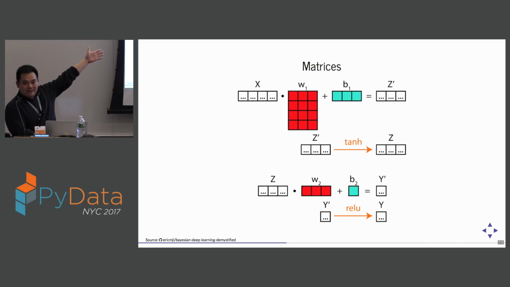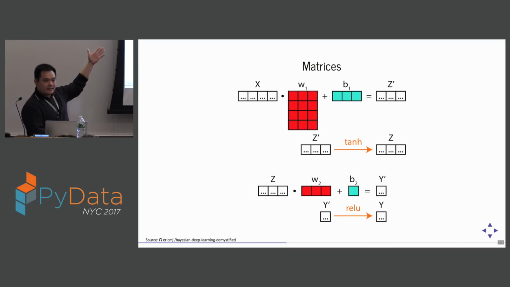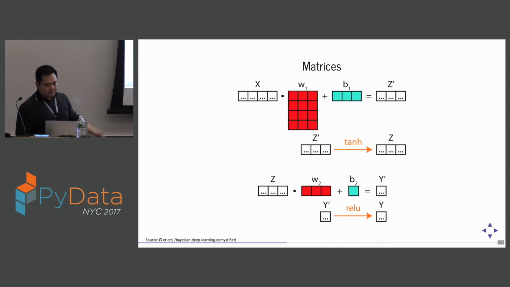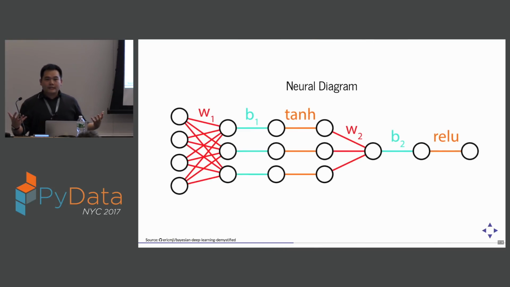In matrix form, that's what's happening, right? That's the exact same thing represented a different way. I have my data, 4 columns of x's. I have my appropriately dimensioned weights and biases and the functional transform. And when you look at it as a neural diagram, that's what this looks like, all right?